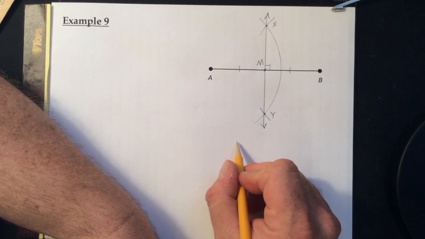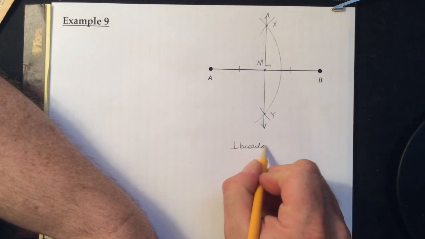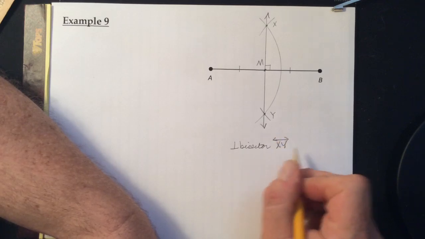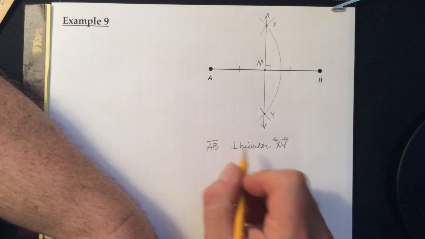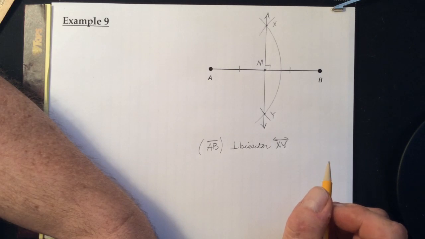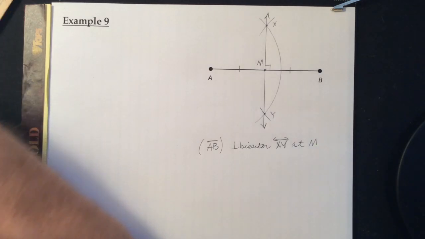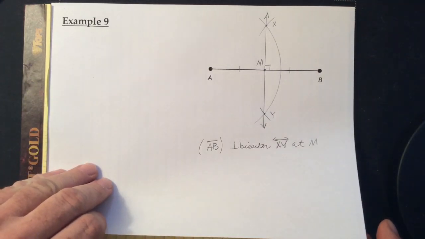So you have created the perpendicular bisector, line XY, and so AB was bisected by line XY at point M. And this concludes the examples for lesson 1-2.